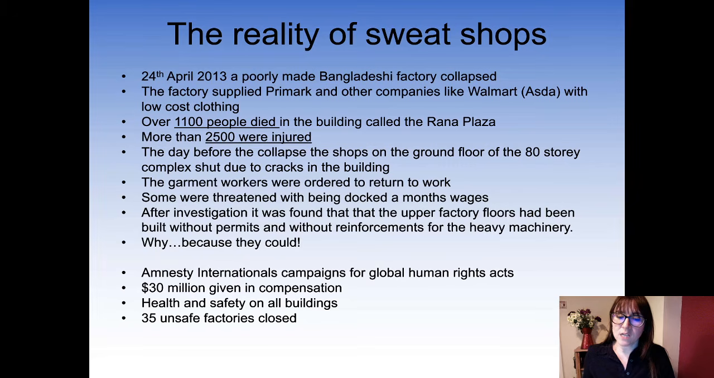Amnesty International campaigns for global human rights. They want this to be made global, that everybody should have the right to feel safe at work. 30 million was given in compensation. It'd be very interesting to know if any of that compensation actually went to the families that lost people. Health and safety on all buildings now, and 35 further unsafe factories were closed. But again, a bit like the Nike and the Panorama, would anything have happened if this factory hadn't fallen down? A factory was going to fall down at some point because none of it was health and safety checked, none of it had permits, etc. So it was going to happen eventually.